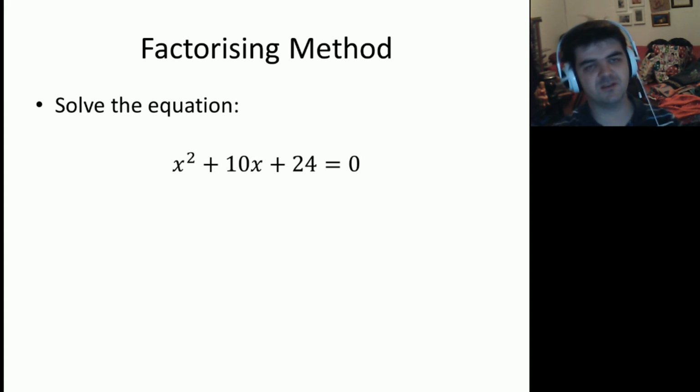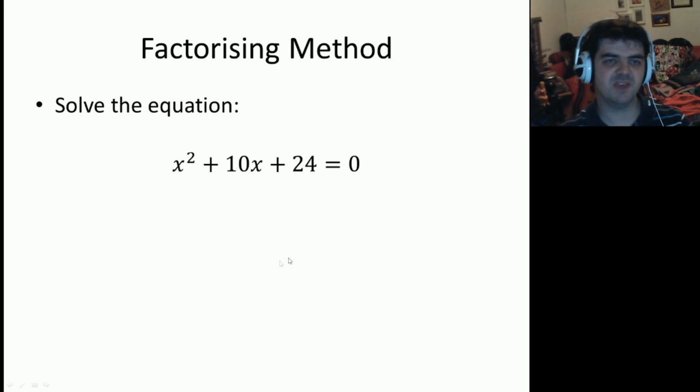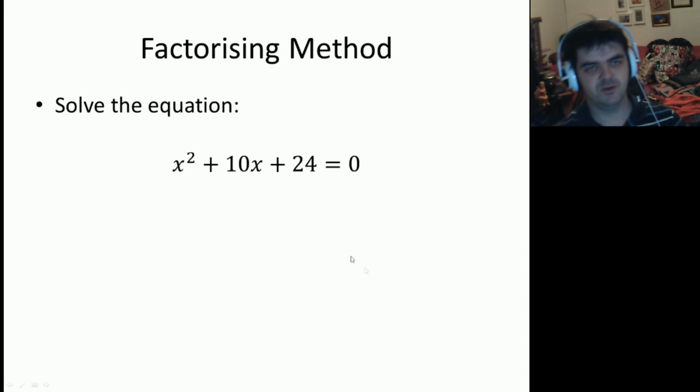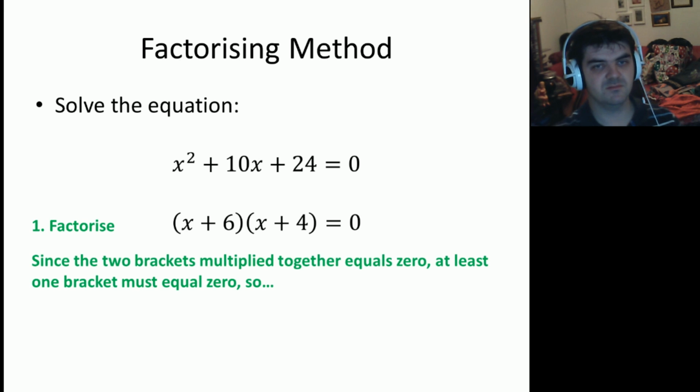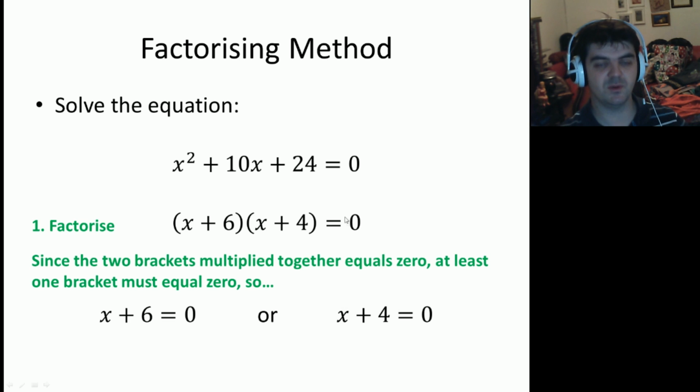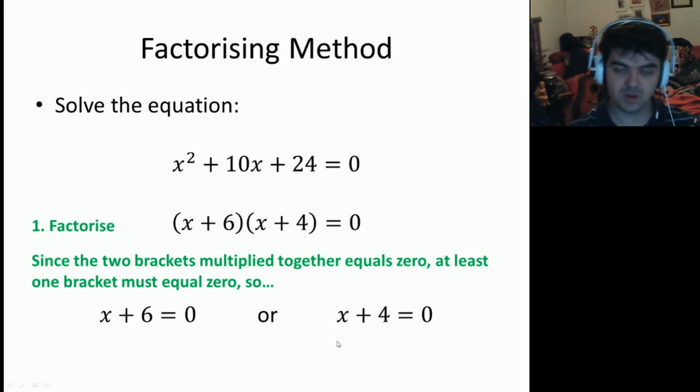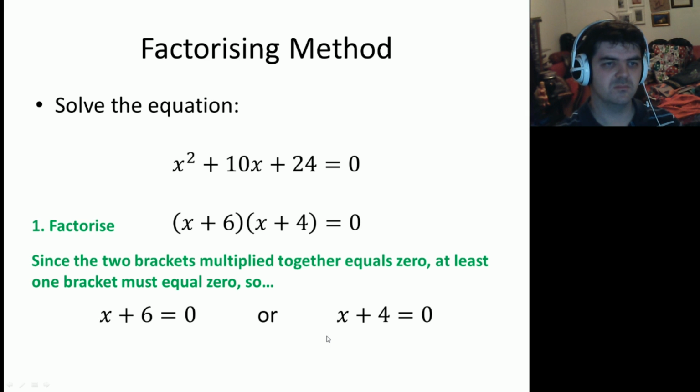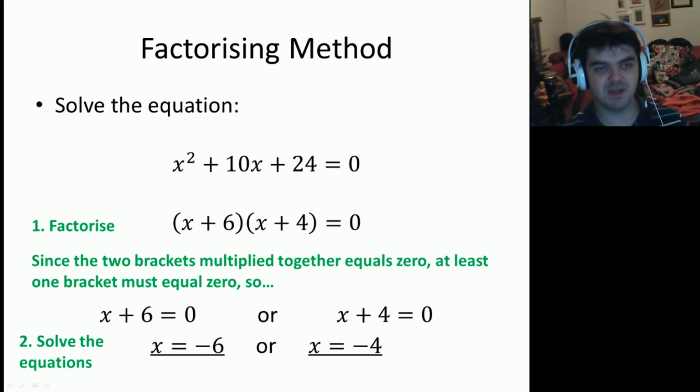If we go back to our factorising one, we've got something like this. We can put this into our lovely paired brackets. So, two numbers that have a product of 24 and a sum of 10: 6 and 4. So if I factorise that, I'm going to have (x + 6)(x + 4) = 0. Since the two brackets multiplied together equals 0, at least one bracket must be equal to 0. So either x + 6 = 0 or x + 4 = 0. And if we rearrange our equations, we get x = -6 and x = -4, taking the plus 6 over to the other side, making it a minus, and the plus 4 over to the other side, making it a minus. Right, so it's doing the same thing as before, and then you take your two brackets and put them equal to 0.